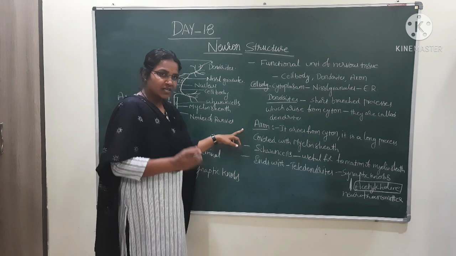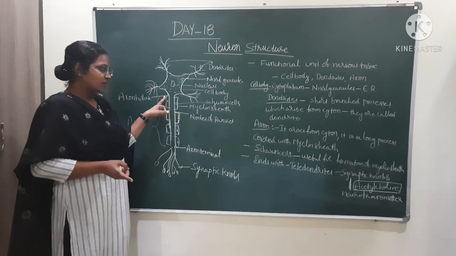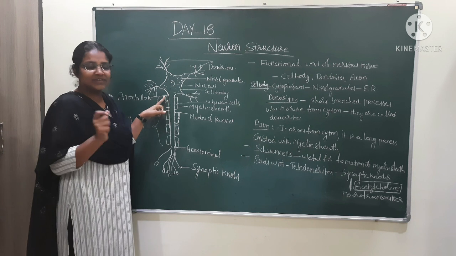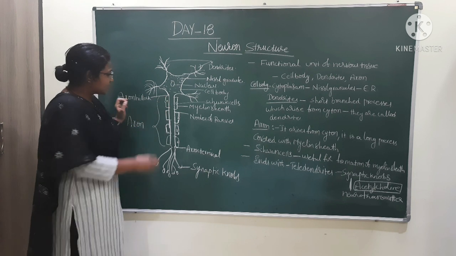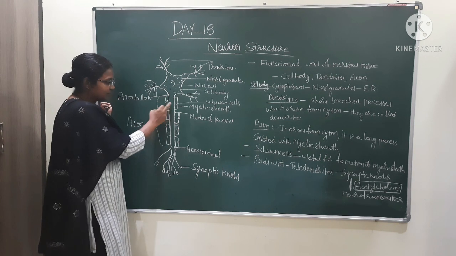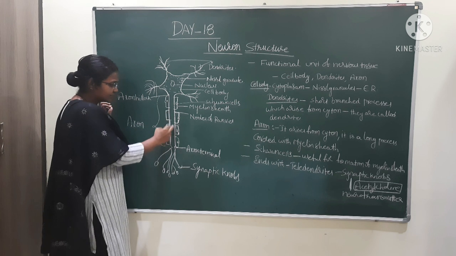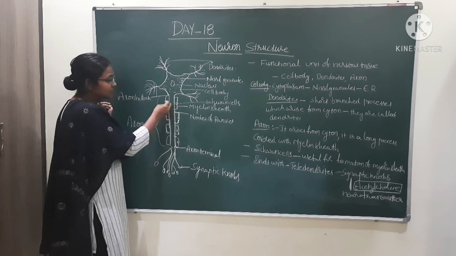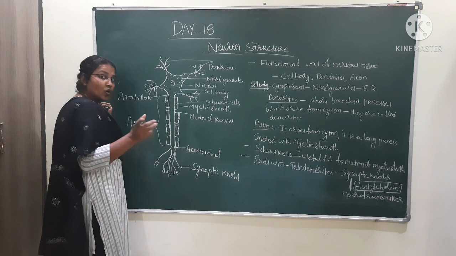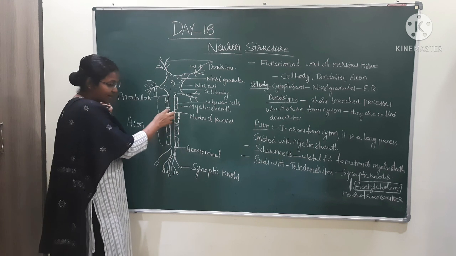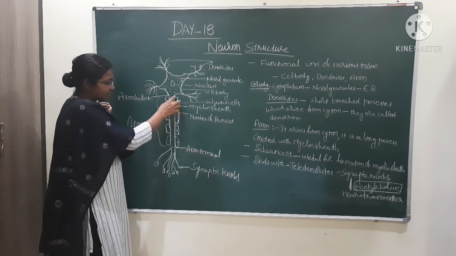Axon arises from the cyton, from the axon hillock. It is a long process covered with a myelin sheath. This also contains cytoplasm, which is called axoplasm, and it is covered with a membrane called the axolemma, and these are the myelinated sheath.